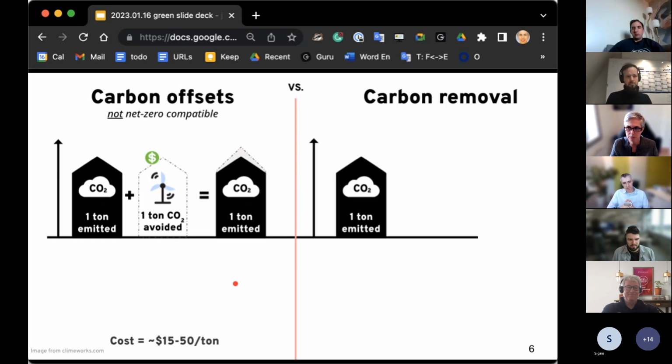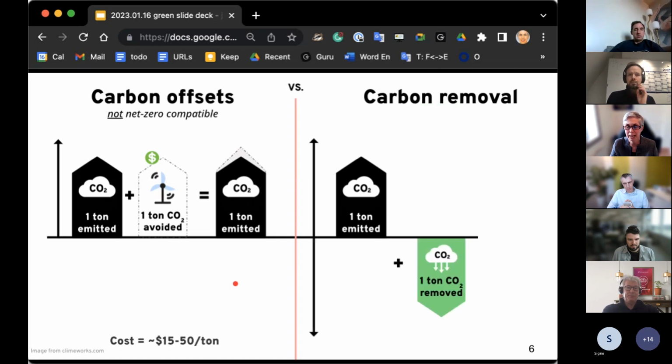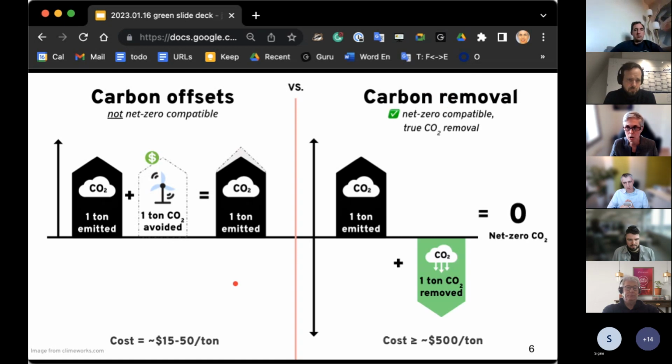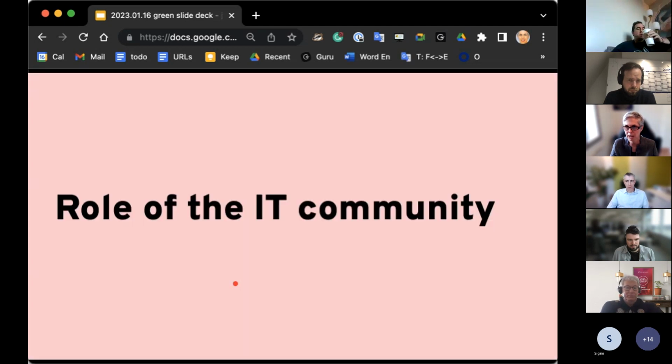Okay, carbon removal is different. You have 1 ton of CO2 removed, you can pay a lot more and get 1 ton of CO2 removed from the atmosphere, and carbon removal is net zero compatible. So just to give you an overview of that.